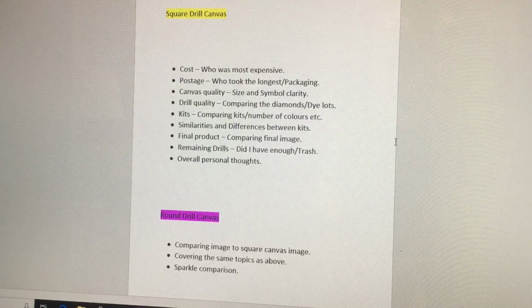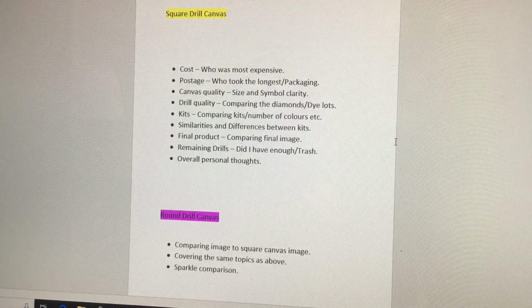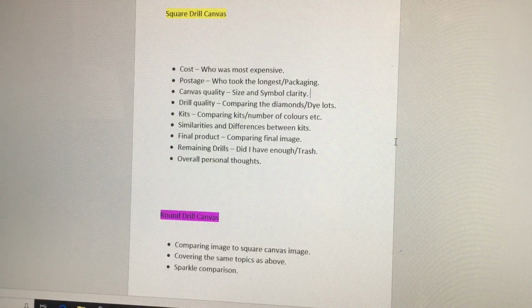So yeah, just going over drill quality. If they've all got 310s, I'll probably open them all up, tip them out, and check them over just to compare the kits. So overall, comparing the kits against one another. The number of colors that they each have, are they all exactly the same? That kind of thing. And that would still go under similarities and differences between the kits.